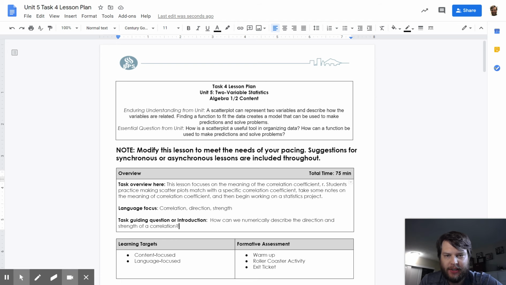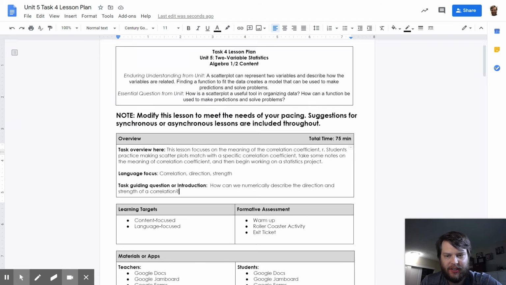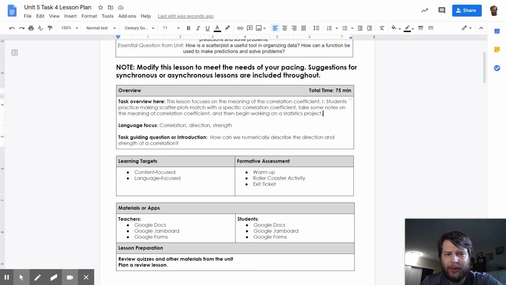Welcome back. We got task 4 for two variable statistics here. So in this one, we are really focusing on what does the letter R tell you, the correlation coefficient. I want you to think back to Unit 1. We talked about standard deviation. And standard deviation was one number that measured how tight or how far apart our data set was.